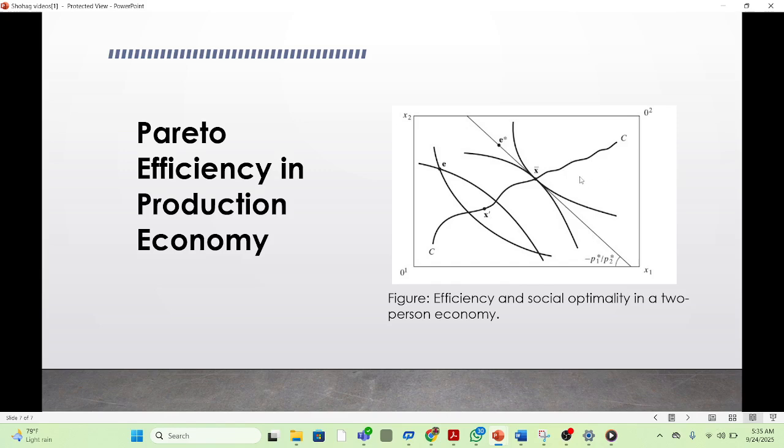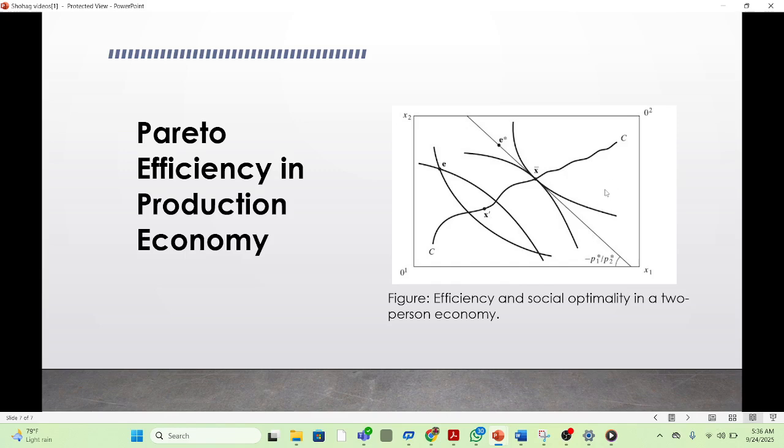Every point on this frontier is Pareto efficient. To increase the production of one good, you have to reduce the production of the other. Inside the frontier there is a waste of resources, because it is possible to produce more without harming anyone. No more production is possible unless some other production is reduced.